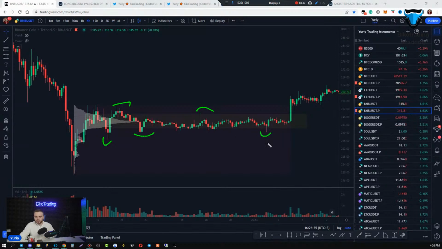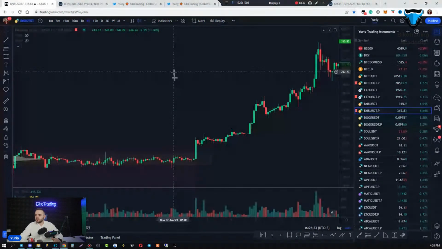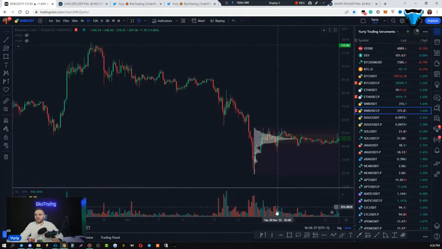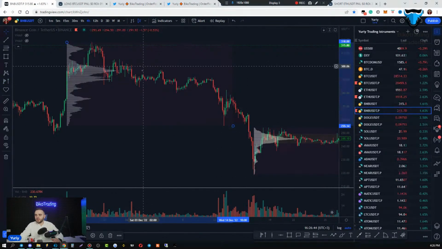That's an example for you of accumulation. And have a look, this last fake out was a trap. And after, have a look how powerful the trend started. In some cases, when they start such a powerful accumulation, they can make some traps.